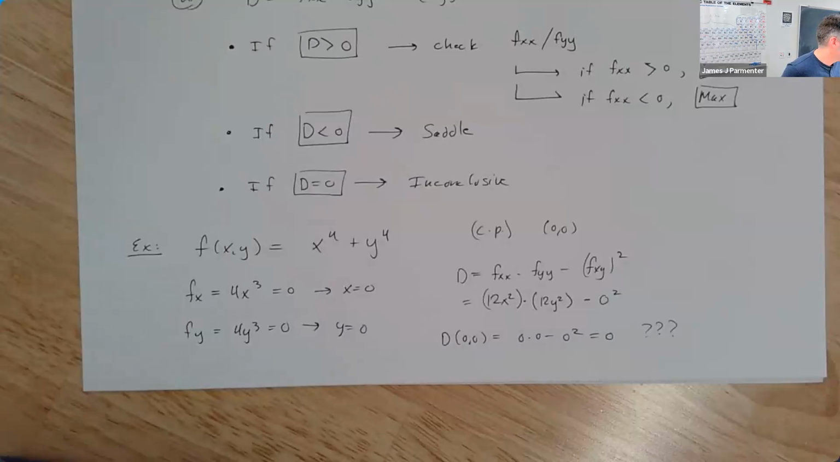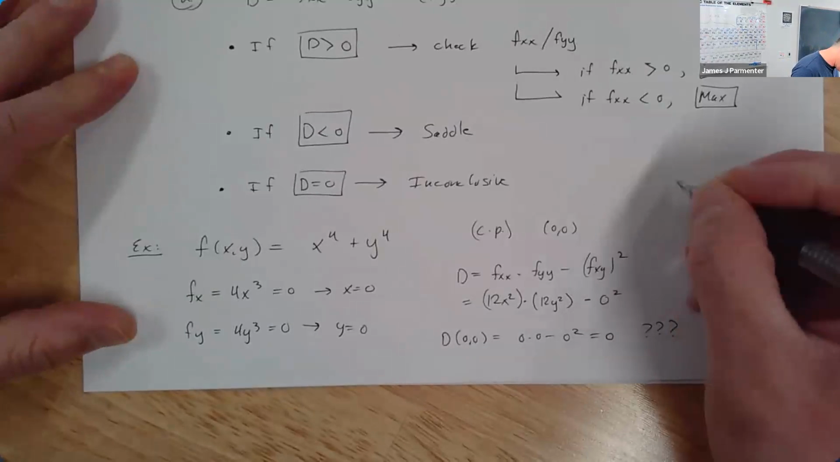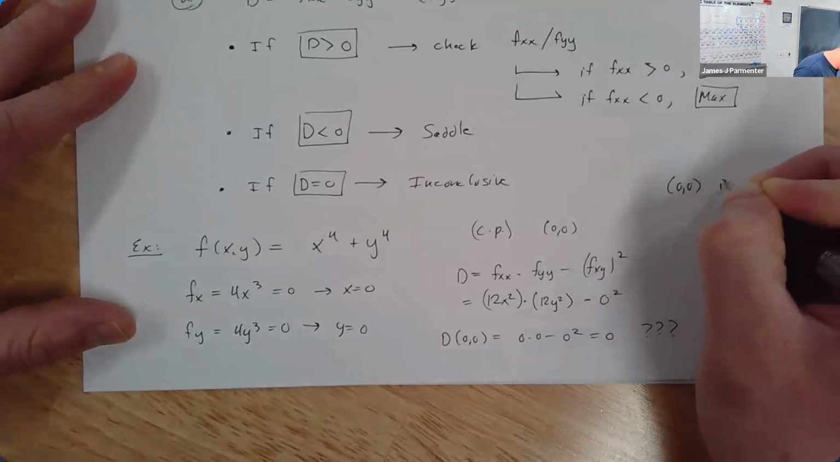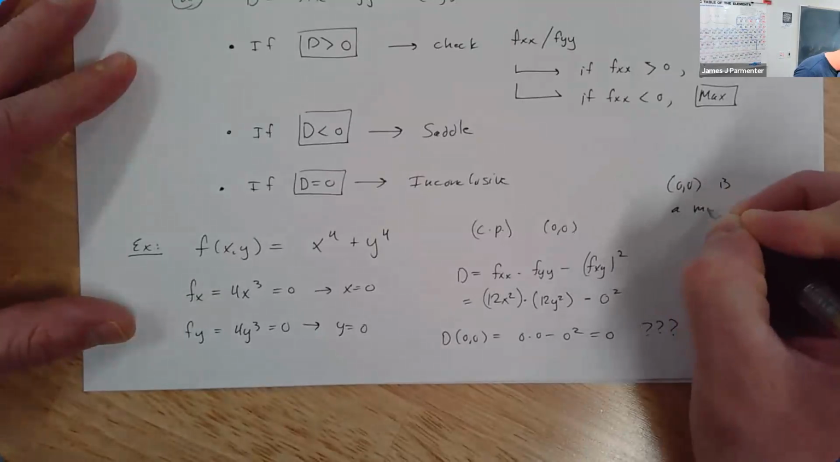No, we can't. X to the fourth is always non-negative. Adding y to the fourth still makes it non-negative. So (0, 0) with an output of 0 has to be the lowest point, because every other function value will be a larger value. So (0, 0) is a minimum.